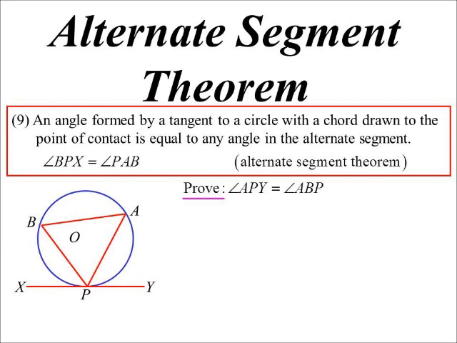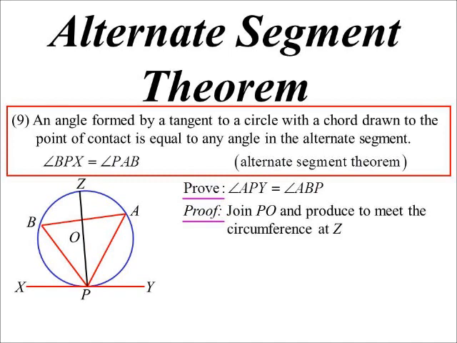Let's prove it. I'm going to prove APY is equal to the angle in the alternate segment, which would be ABP. In order to do this, I'm going to construct some lines. I'm going to draw in a diameter, which also goes through the point P. I'll call the other side there Z, and then I'll join A and Z up as well. So what do we know? Because I've made that a diameter, we know ZPY will be 90 degrees because a radius is perpendicular to the tangent.